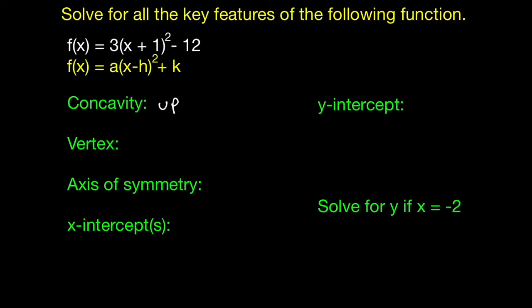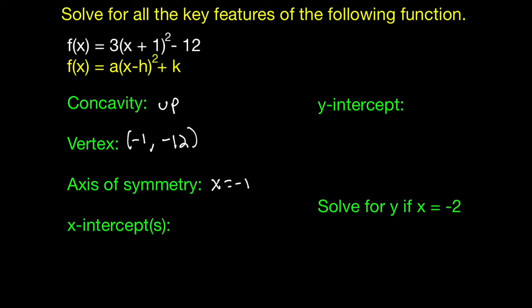Moving on, the vertex is determined by the h and k variables. Reminder that the h value is going to be the opposite of what we see. Since we have a positive 1, we're going to begin by recording negative 1. And the k value in this case is going to be negative 12. The axis of symmetry is just your h value, and we already recorded that, that's negative 1. We're going to write it as the line x equals negative 1.